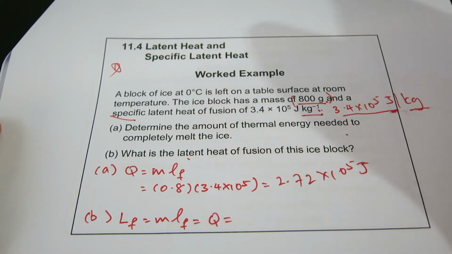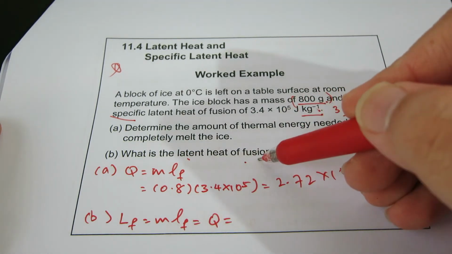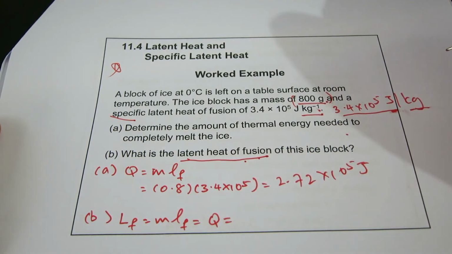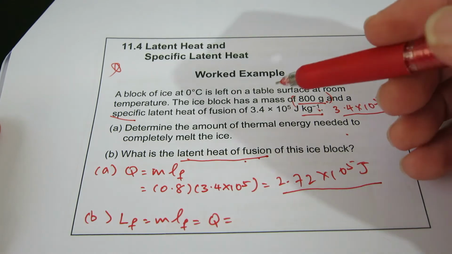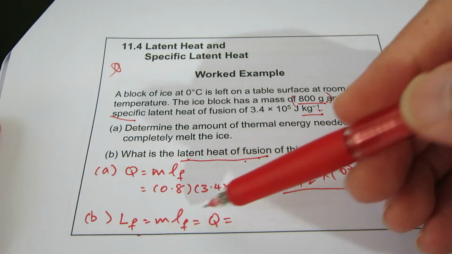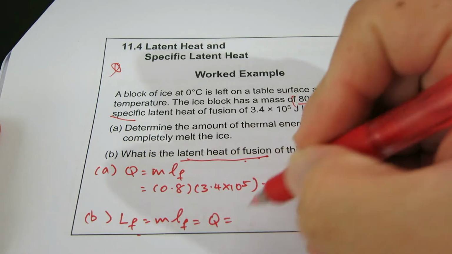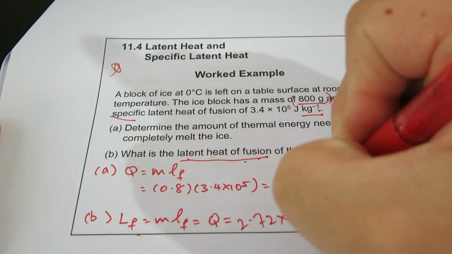Now, what is the latent heat of fusion? Remember the definition: it is just the amount of energy required to melt an object. So you have already actually calculated the answer. The latent heat of fusion L_F, remember, is equivalent to m l_f, so it's equivalent to Q. So the answer is also 2.72 times 10 to the power of 5 joules.